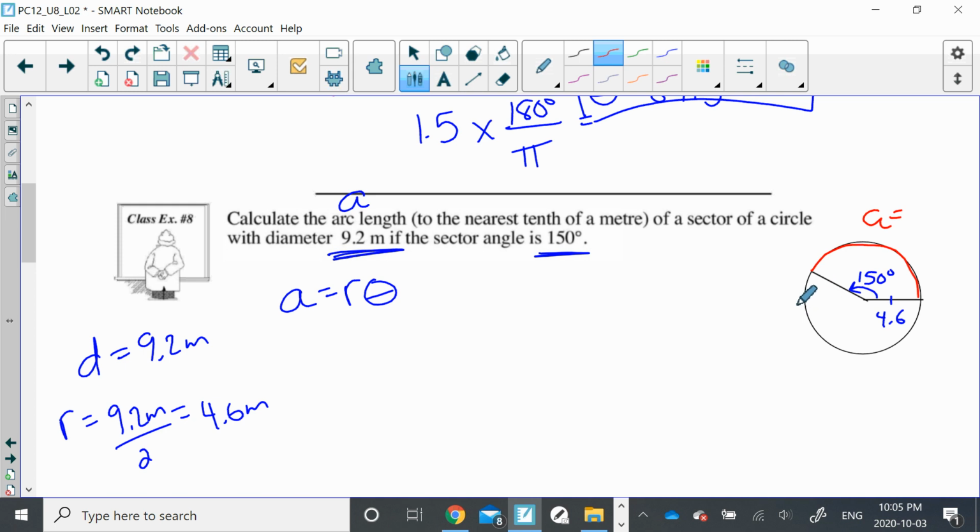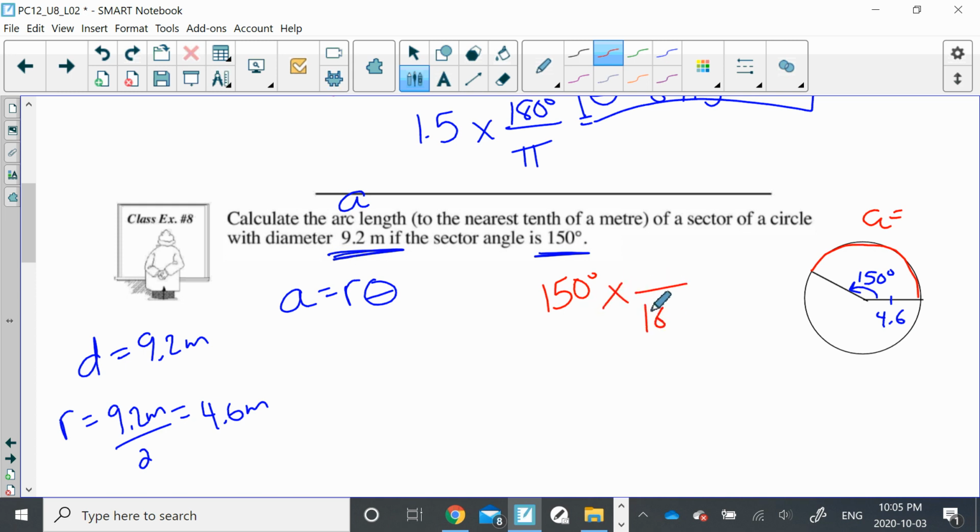A lot of people would just want to do radius 4.6 times 150, and you would get the question wrong if you do that. Remember from what we started on that first page that the angle measure must always be done in radians. They will often give you degrees on the diploma because some students will forget to convert, but we always need to be in radian measure.